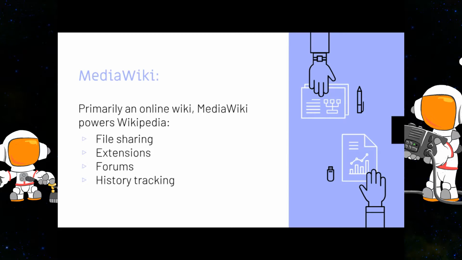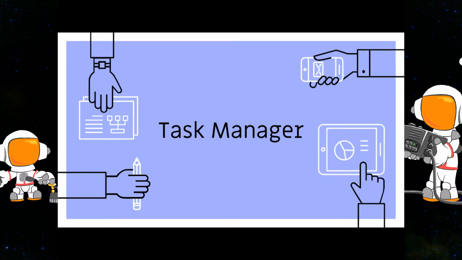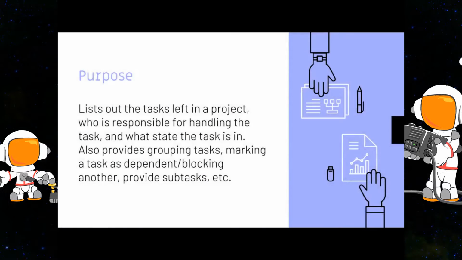I believe it has been bested by a few other tools, whether it be Notion or TiddlyWiki, from the perspective of ease of use. But if you're looking for something that is tried and true, you cannot go wrong with MediaWiki at all. So Task Manager. Task Manager, this one is a biggie. And most definitely, if you're working alone, you are definitely going to want this. It lists out tasks that are left in a project, who is responsible for handling that task, and what state the task is in.